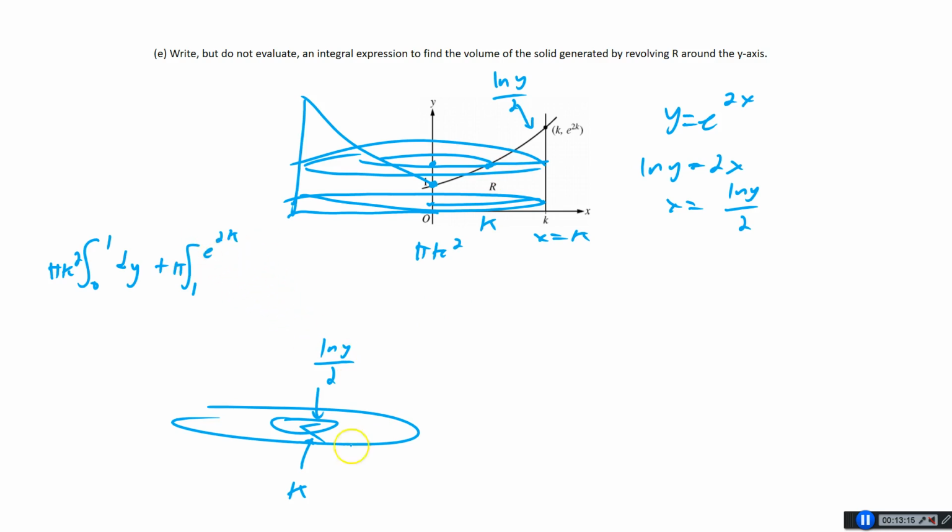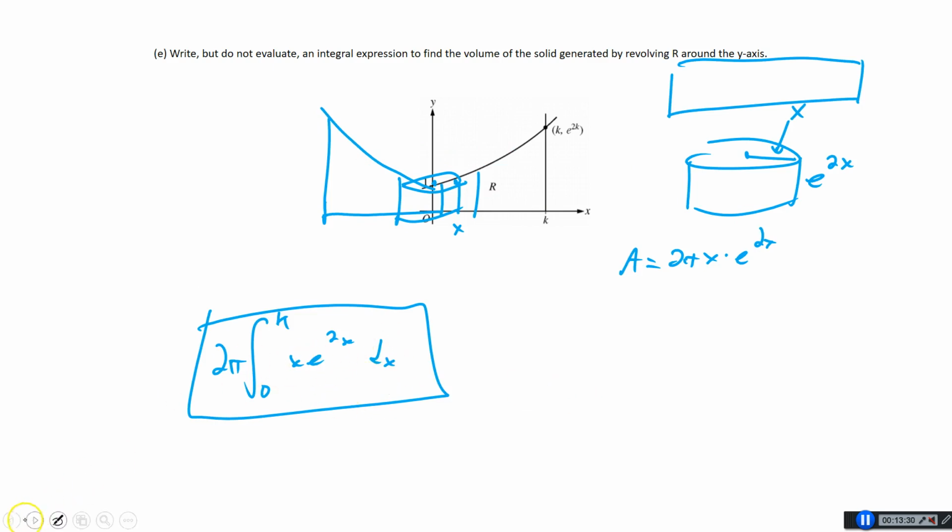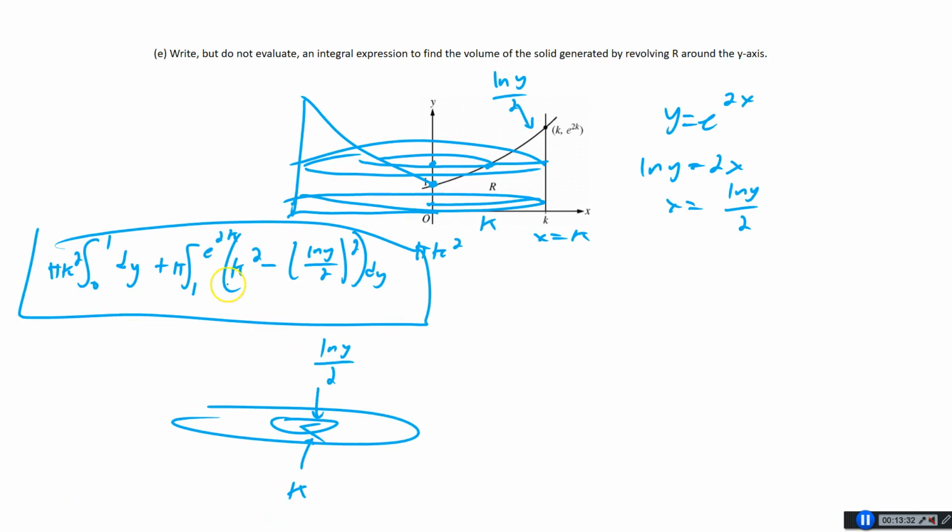Okay, so we're going to have pi times the outside squared, so k squared minus ln y over 2 squared dy. This is how it would be if you used y's. So if you wanted to pick a value of k and plug that into your calculator, plug this guy into your calculator too. I think this is a lot simpler using shells, but you can do it with y's as well. They should both give you the same answer for any value of k.